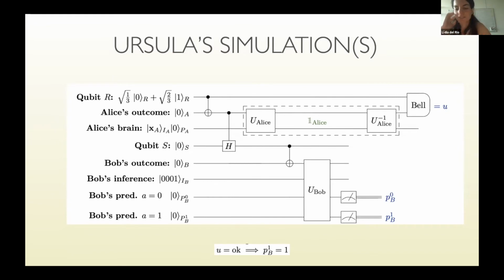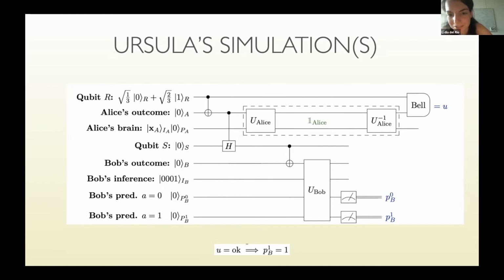Ursula makes 2 measurements in this simulation, one of the Bob's prediction registers and one of her own outcome register at the end. Good. And then, the only inference that is always valid with certainty is this one, that if Ursula gets this outcome that we called okay, then she can conclude for sure that prediction had a 1 there. Okay, I will not derive this. So this is one of the things Ursula could do, and it's okay.